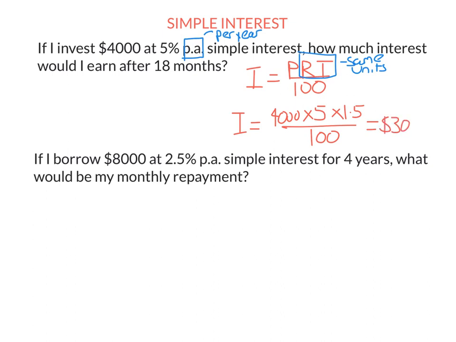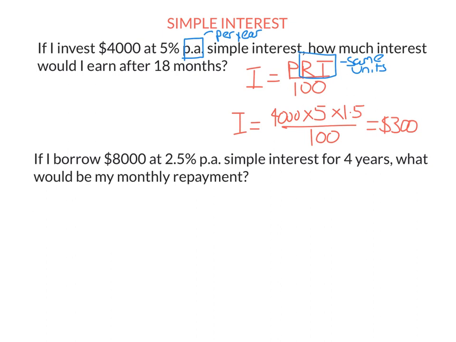So what I've actually calculated is that if I invested $4,000 at the bank for 18 months at 5% per annum simple interest, the bank would give me an extra $300. And after the 18 months, I'd have $4,300 in total.